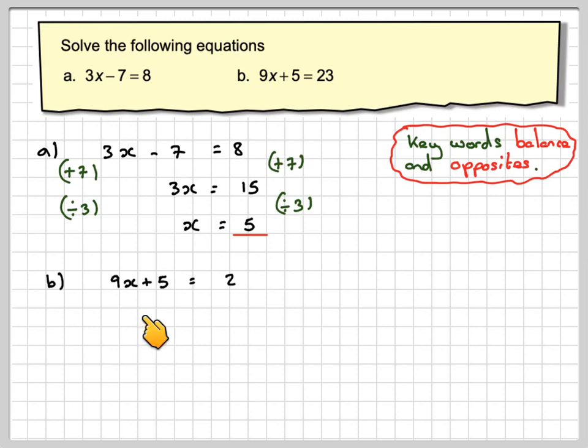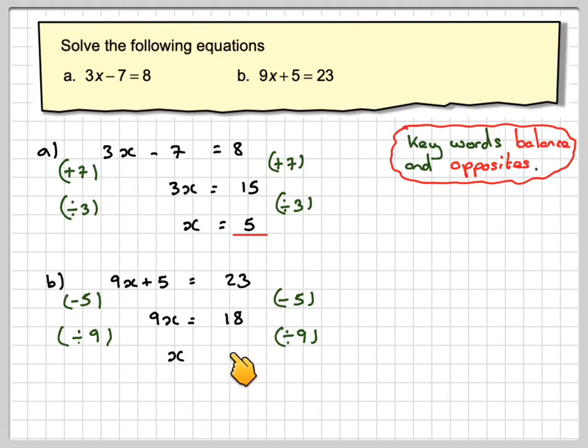B. 9x plus 5 is equal to 23. So the opposite of adding 5 is to take 5 from both sides. So I've got 9x plus 5 take 5, which just gives me 9x, and then 23 take away 5, which gives me 18. Here I've got 9 times x. The opposite of multiplying by 9 is to divide both sides by 9. So I'm going to get x is going to be equal to 18 divided by 9, which is 2.